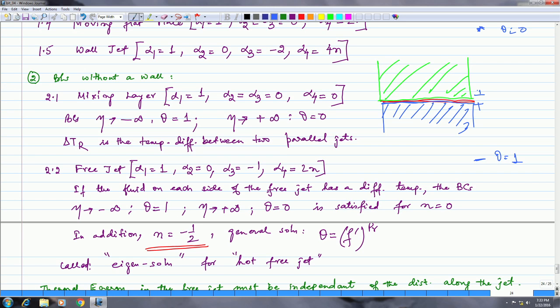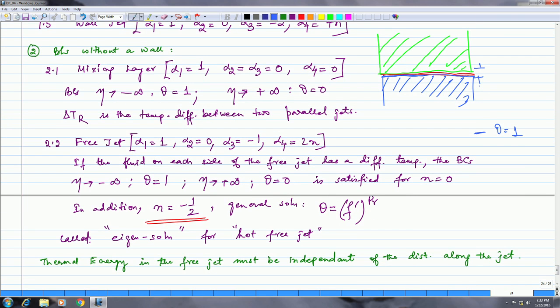So therefore again, similarly for the free jet, right? You could actually have these two fluids at different temperatures. So, right, that's basically boundary layers.